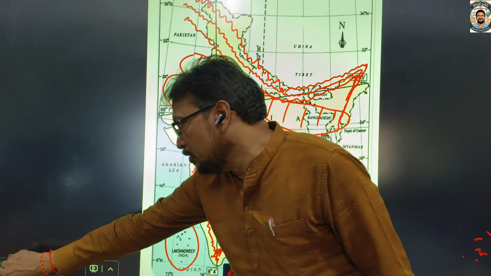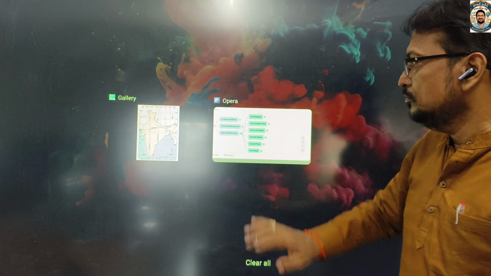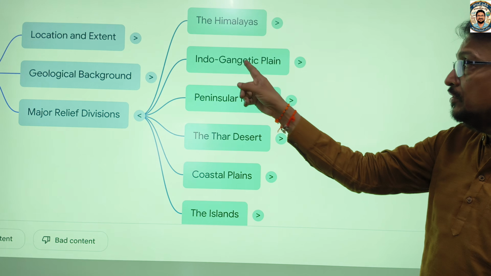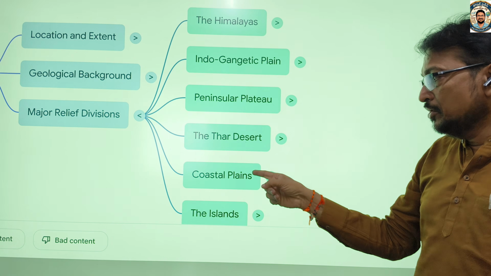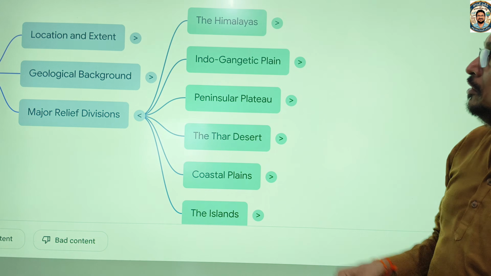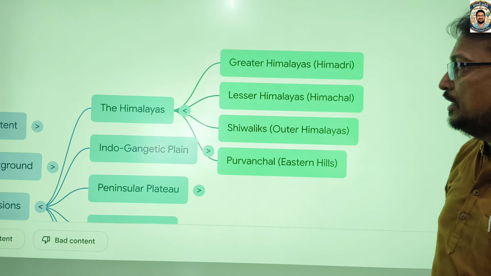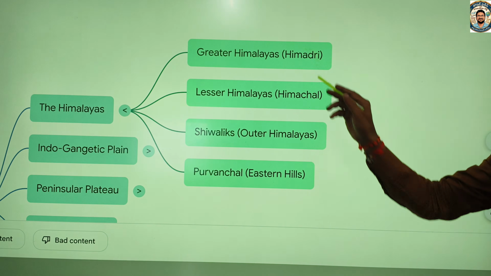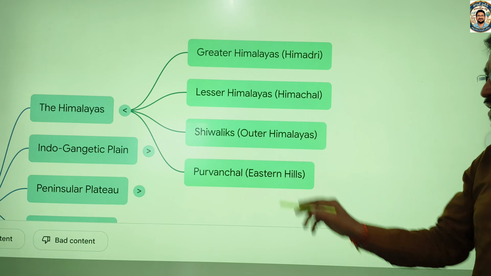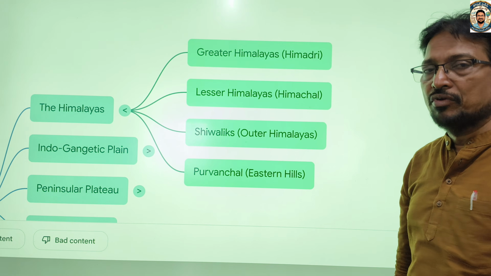Next, again we are going to the flow chart. So here, how many geographical features? There are 6: Himalayas, Indo-Gangetic Plain, Peninsular Plateau, Thar Desert, coastal plains, and islands. Now one by one we have to check. Here, the Himalayas. The Greater Himalayas is also called Himadri. The Lesser Himalayas is also called Himachal, and Shivalik is also called the Outer Himalayas. Purvanchal is actually a part of this Shivalik only.